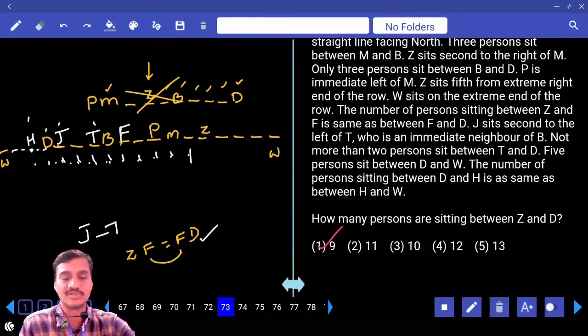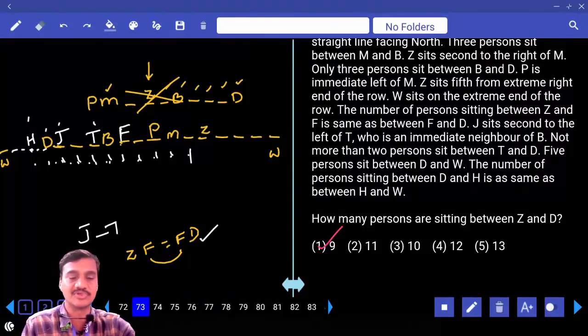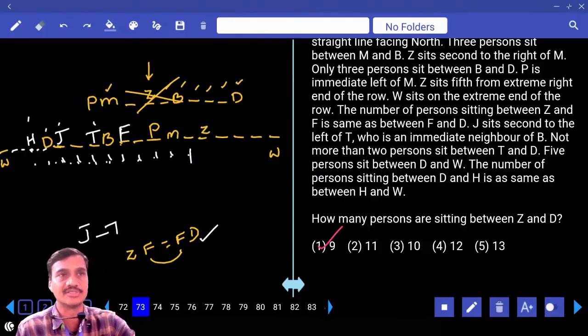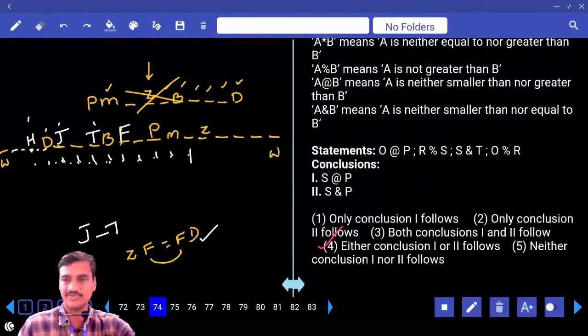Now this is about question number 71 to 73. Total number of persons in this row is 21. Now this is a regular model in prelims as well as clerk prelims, and at the same time it also comes in PO prelims. Then next one, 74 onwards.